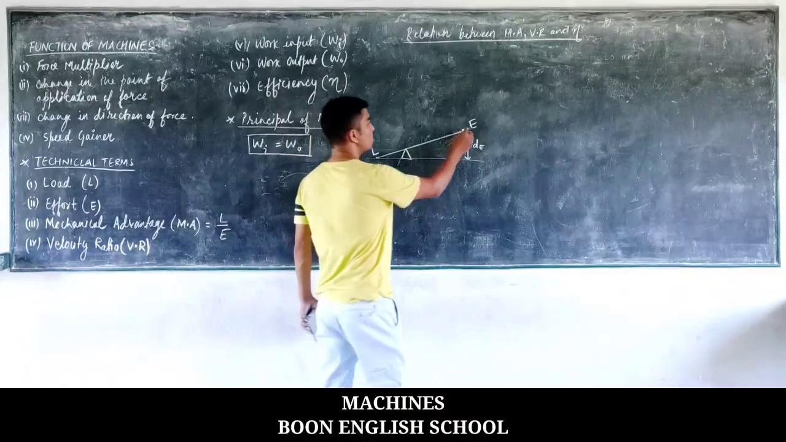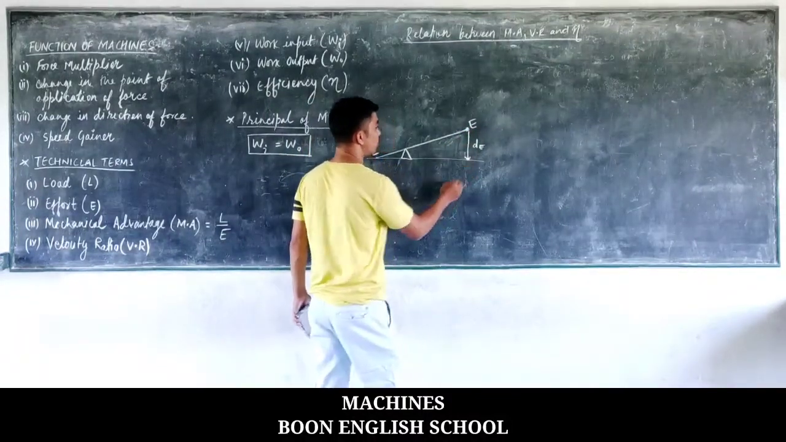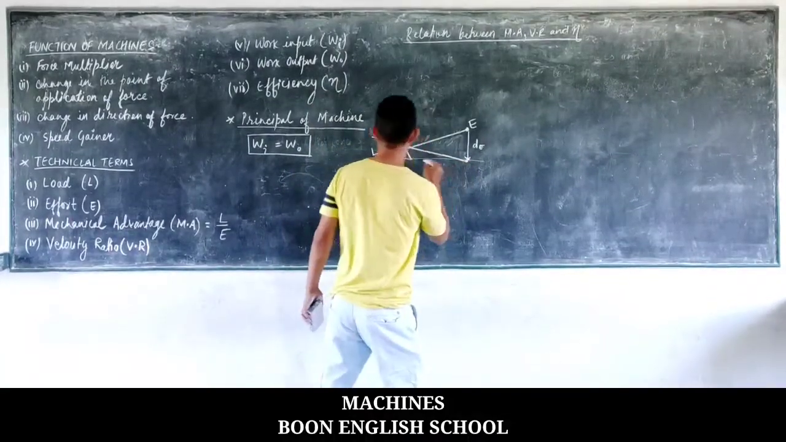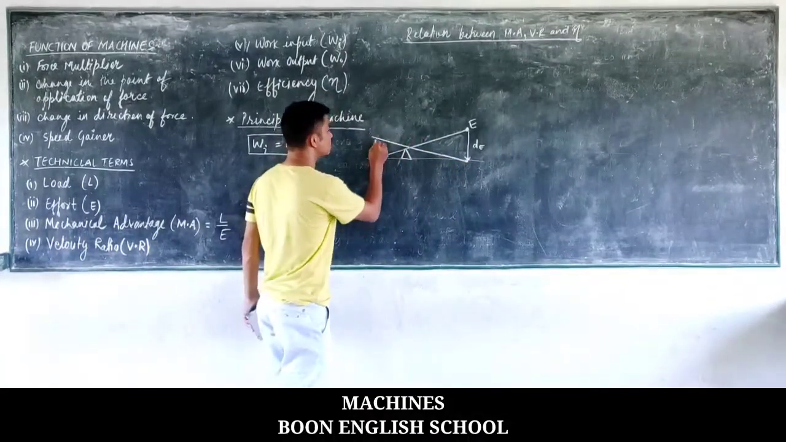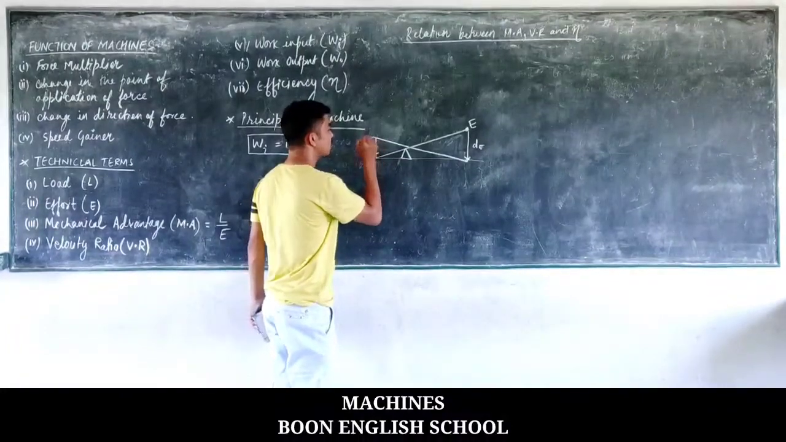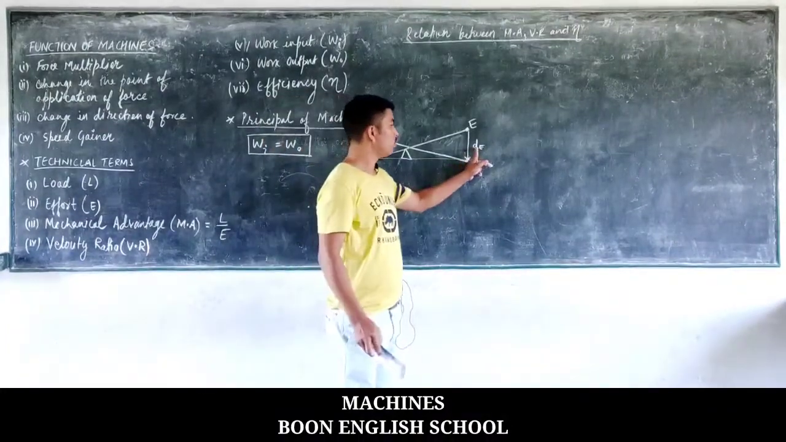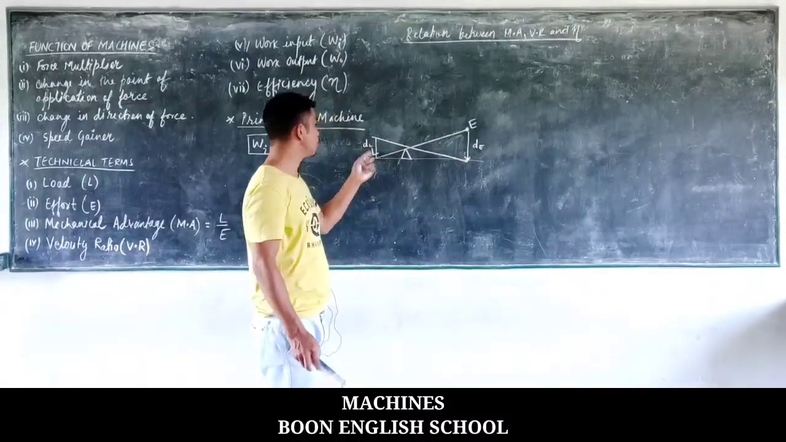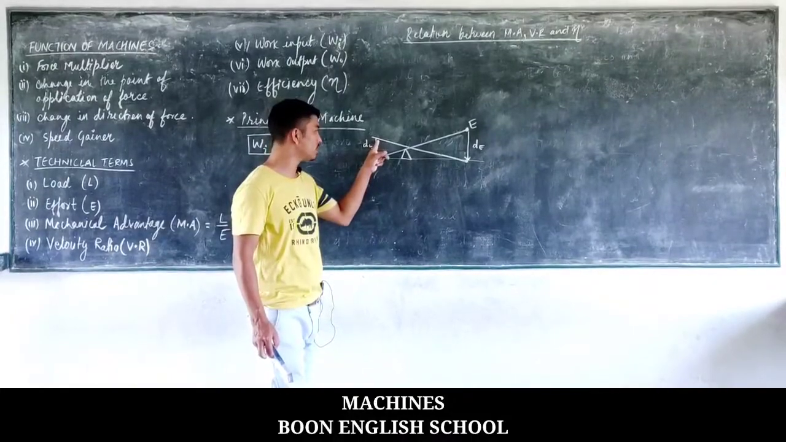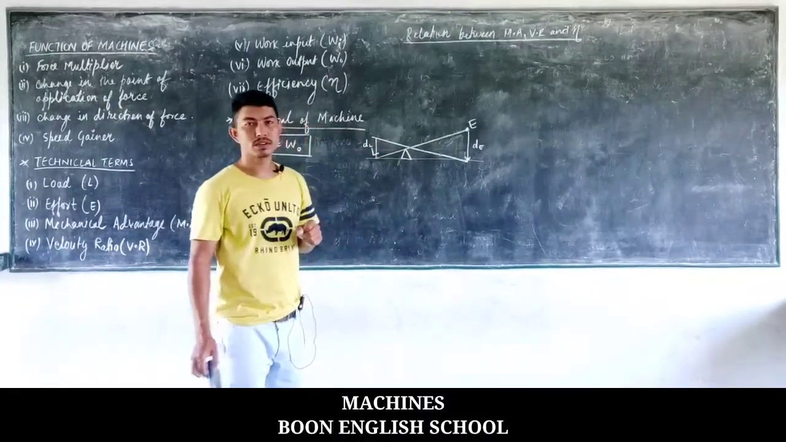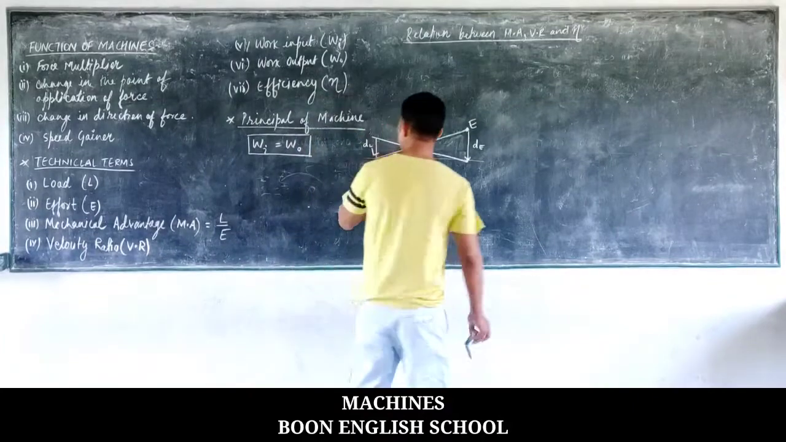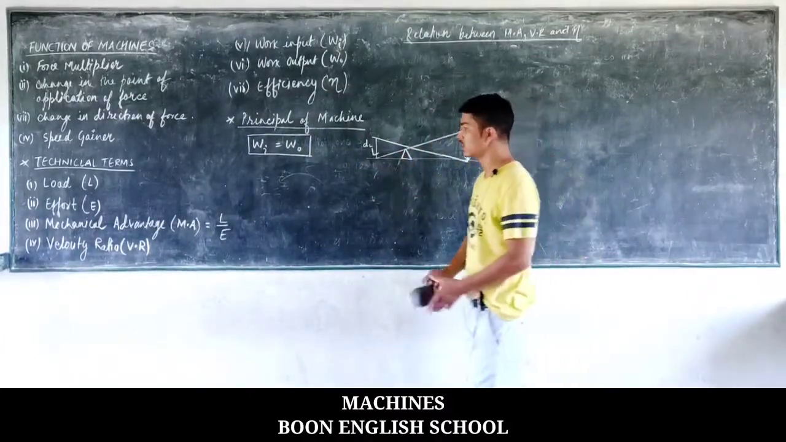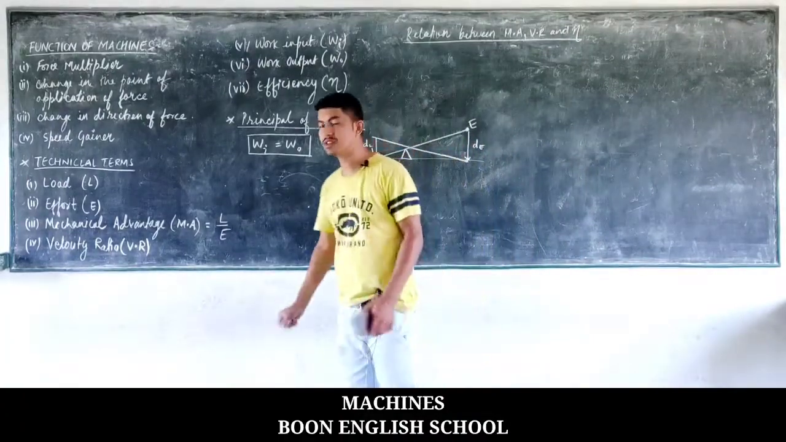In the meantime, when this point reaches the ground surface, this end will reach a certain height there. So the load has gone there, and this displacement is known as dL. So the effort distance is the distance travelled by the effort, and corresponding to it the load also travels a certain distance. The distance travelled by the load is said to be the load distance, simply represented by dL.